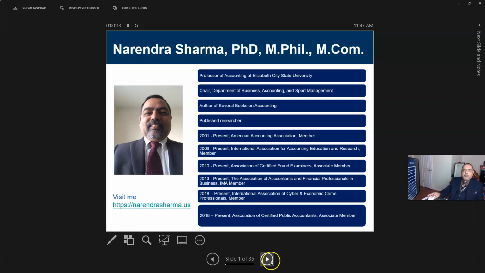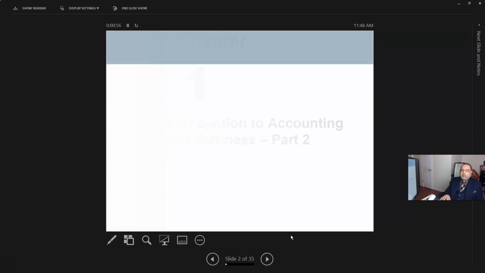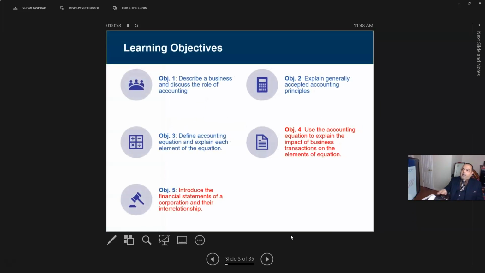Now let's start our second part. The second part of this presentation deals with introduction to accounting and business, part 2. We already took 3 learning outcomes. Now we are going to cover the rest of the learning outcomes. Those are very critical to this chapter. As I said, we already covered the first 3 learning outcomes. Now we'll be covering the 4th and the 5th.